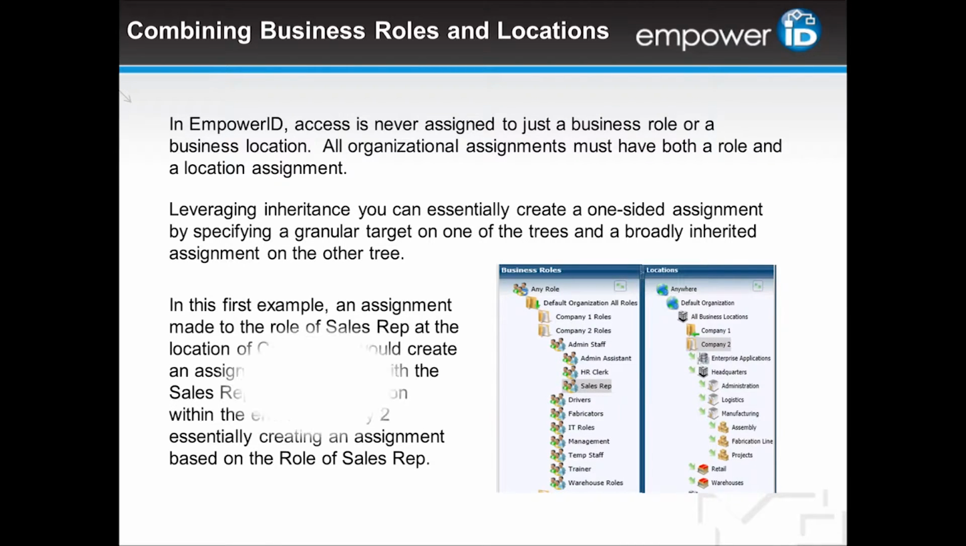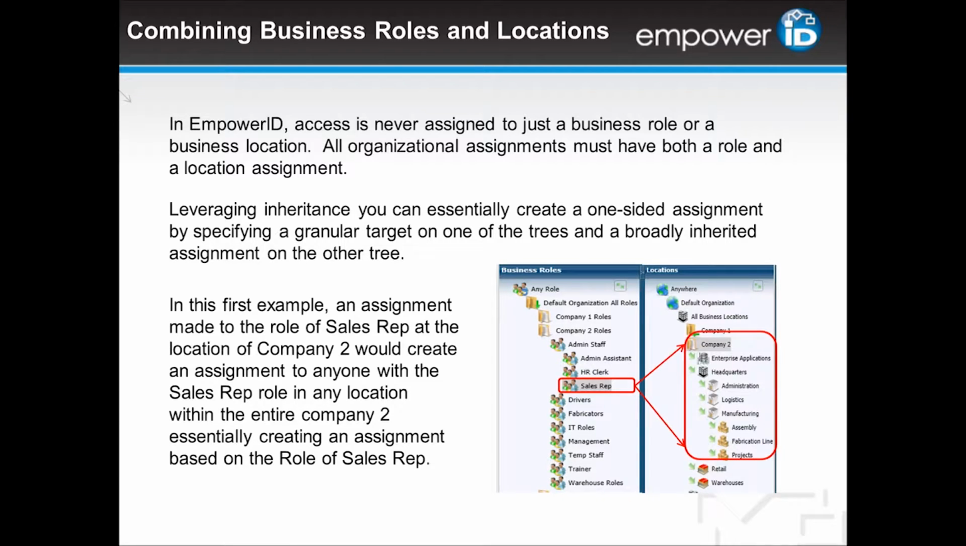Now in this first example, an assignment made to the role of sales rep, for instance, at a location of company 2 would create an assignment to anyone with the sales rep role in any location within the entire company 2, essentially creating an assignment based on the role of sales rep.